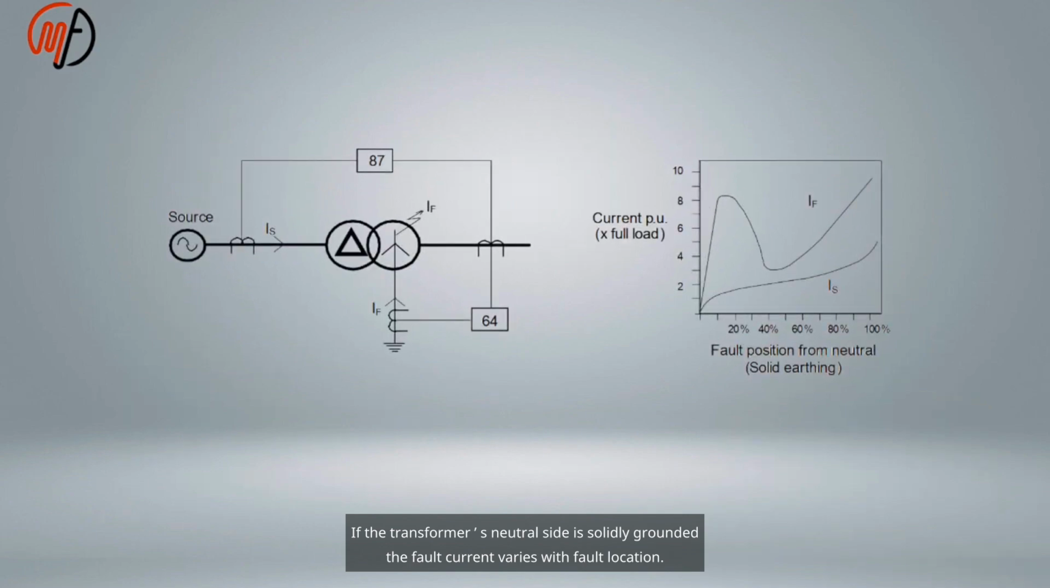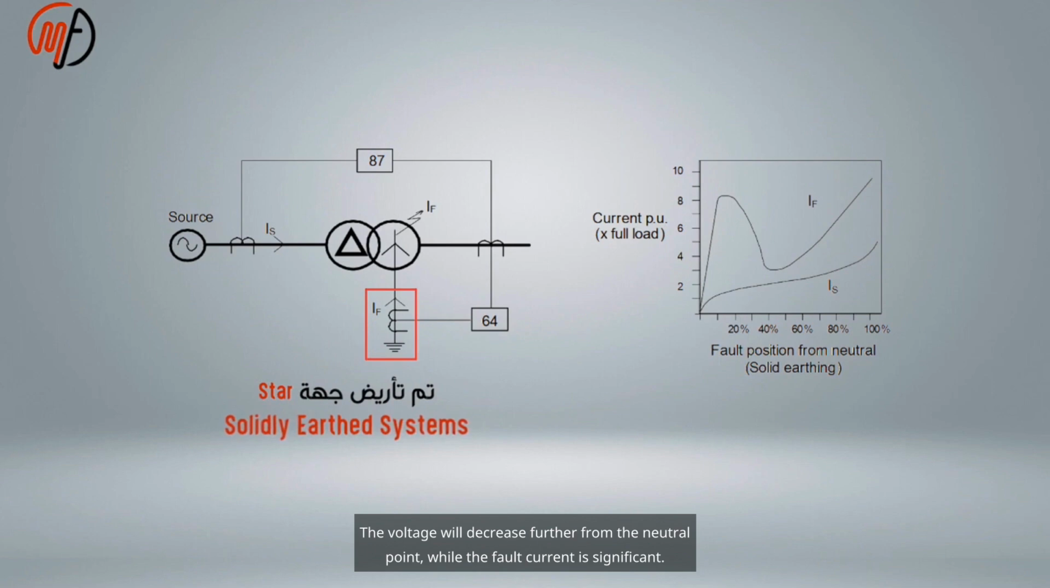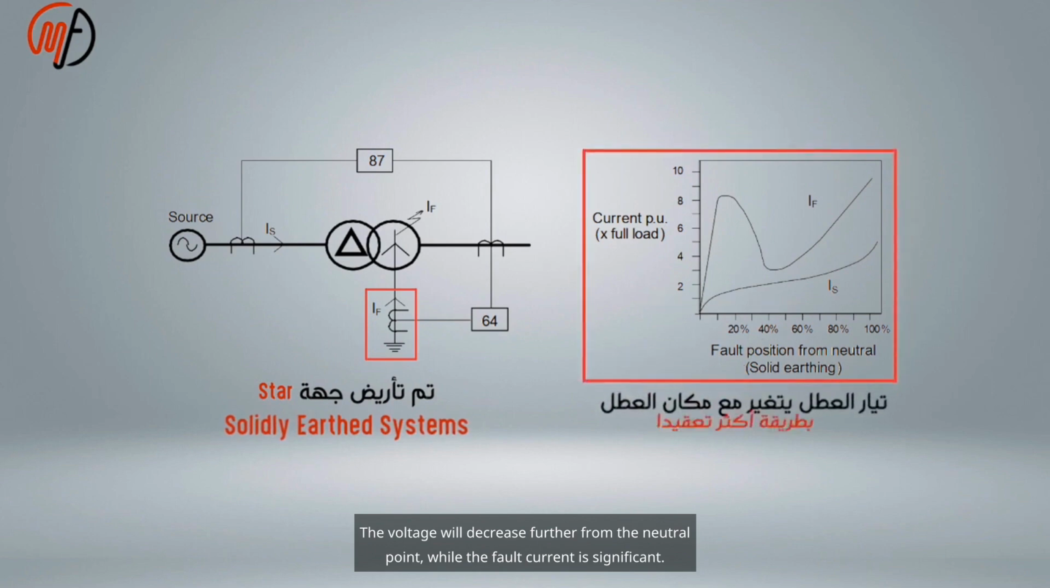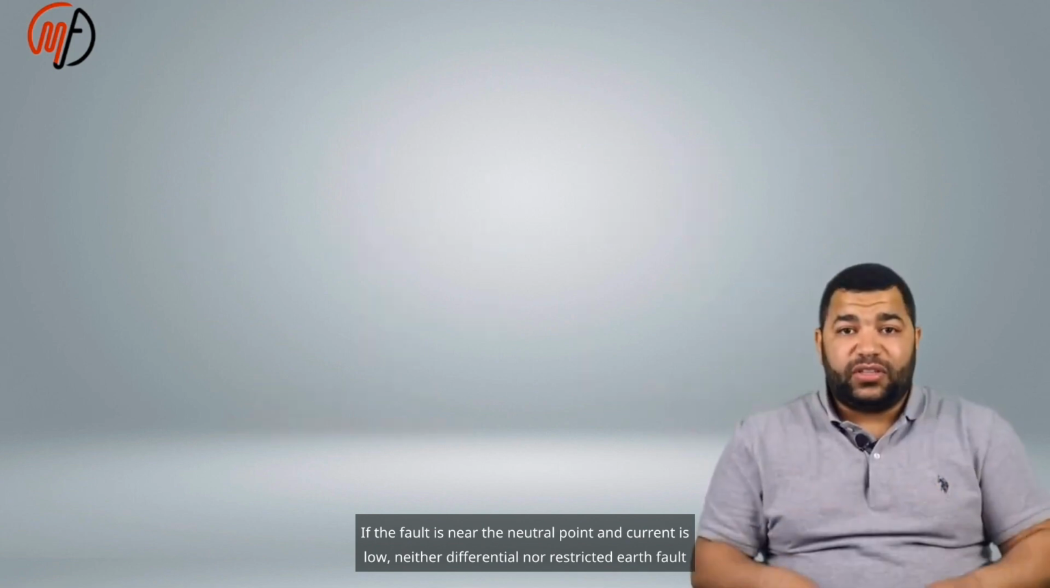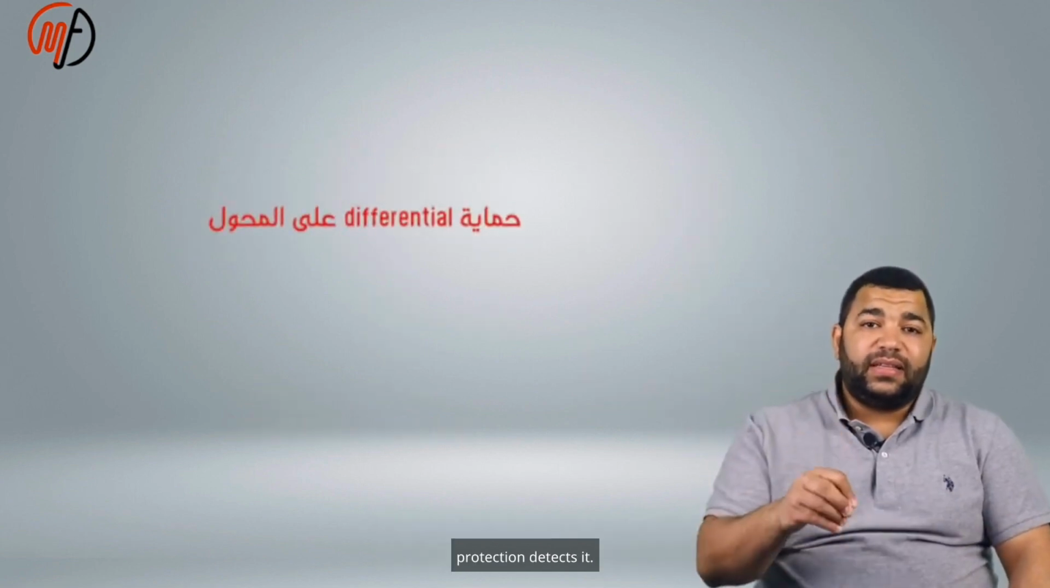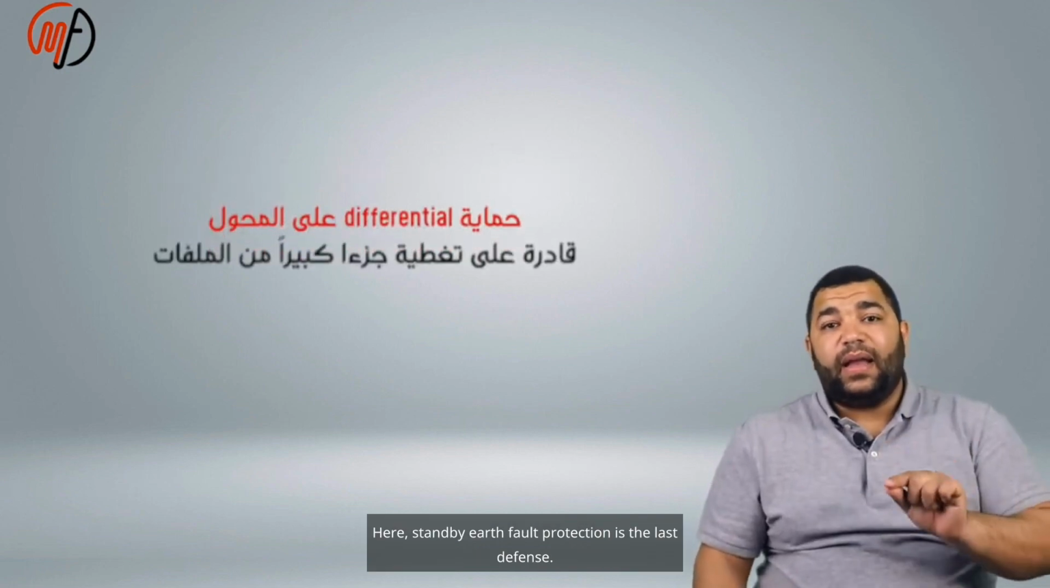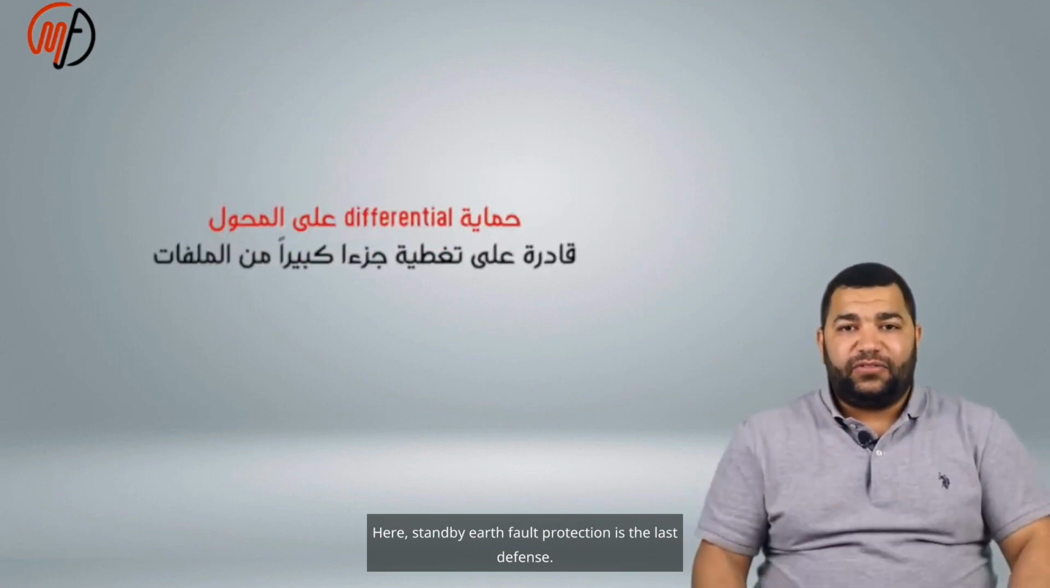If the transformer's neutral side is solidly grounded, the fault current varies with fault location. The voltage will decrease further from the neutral point, while the fault current is significant. Differential protection covers most windings, even if the fault is far. If the fault is near the neutral point and current is low, neither differential nor restricted earth fault protection detects it. Here, standby earth fault protection is the last defense.